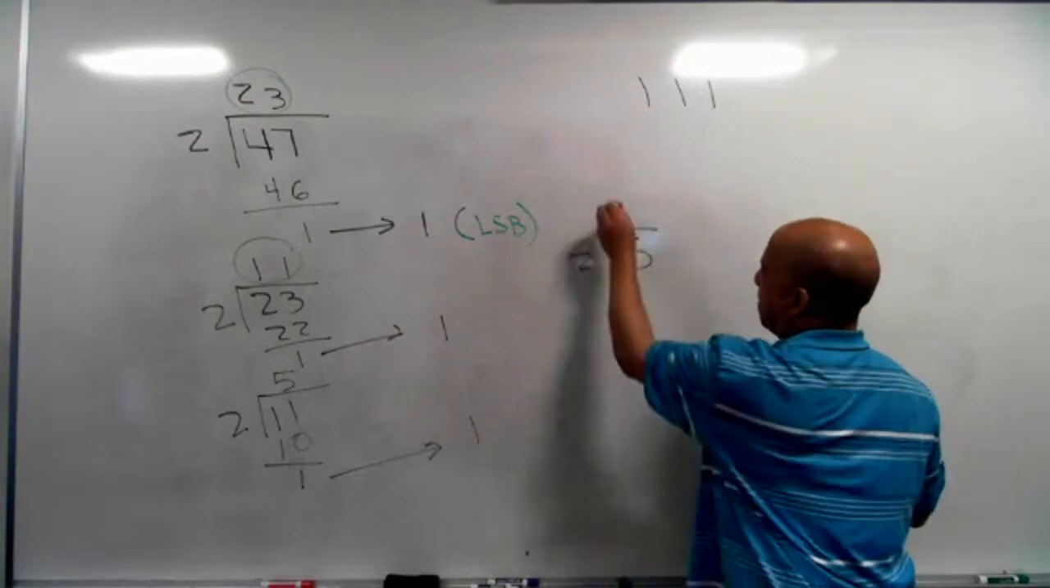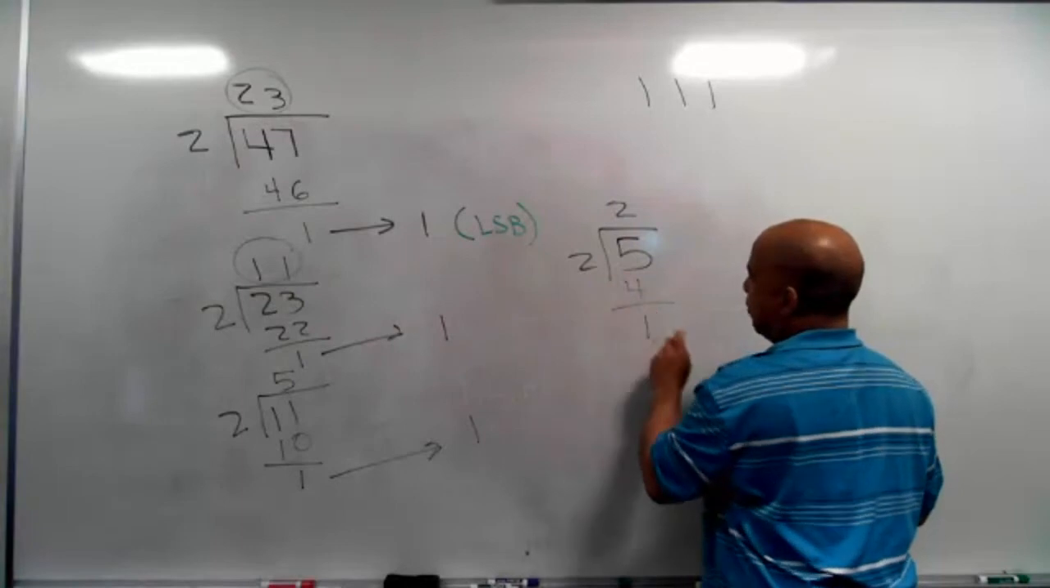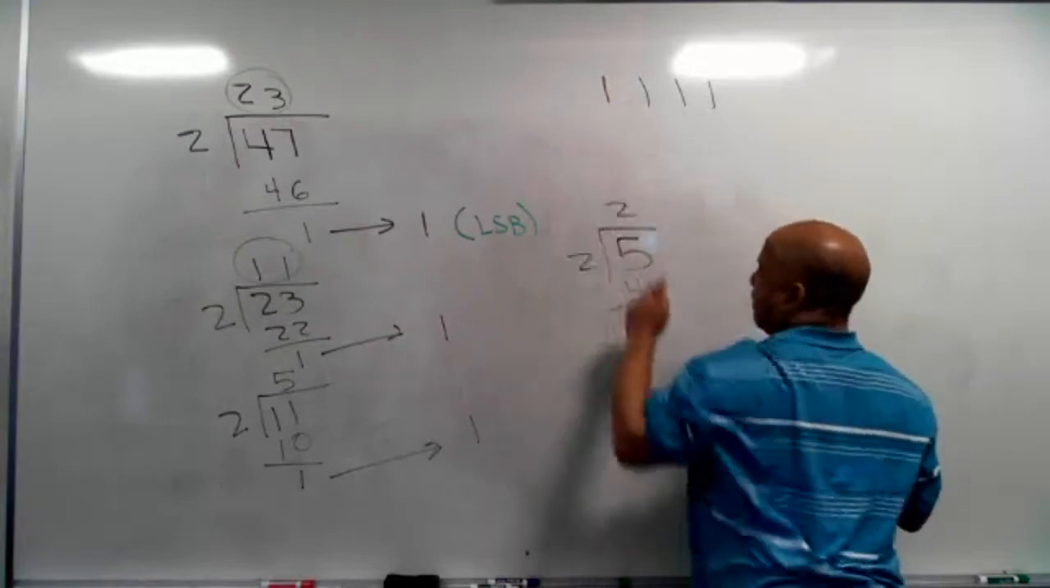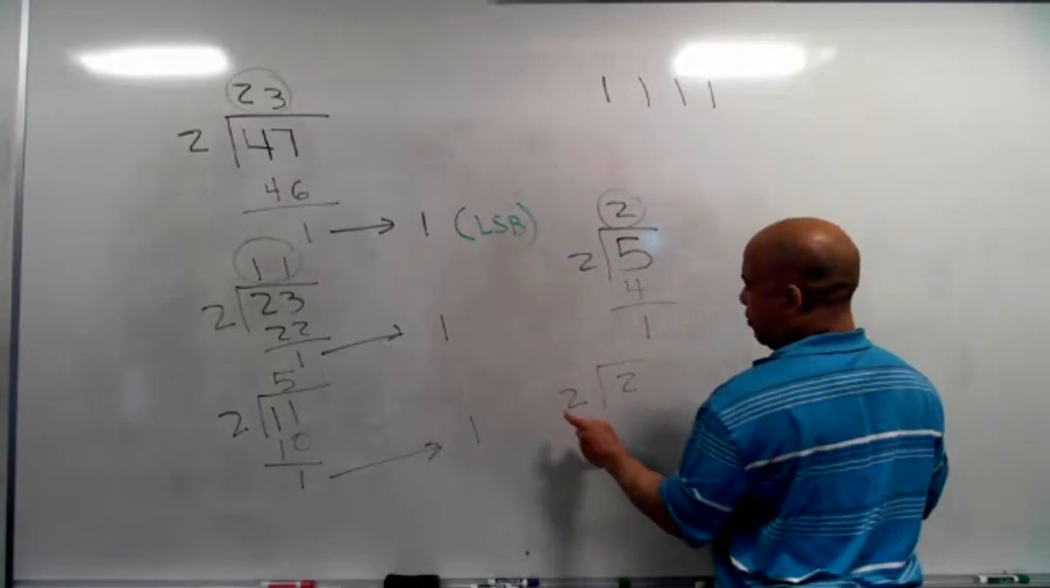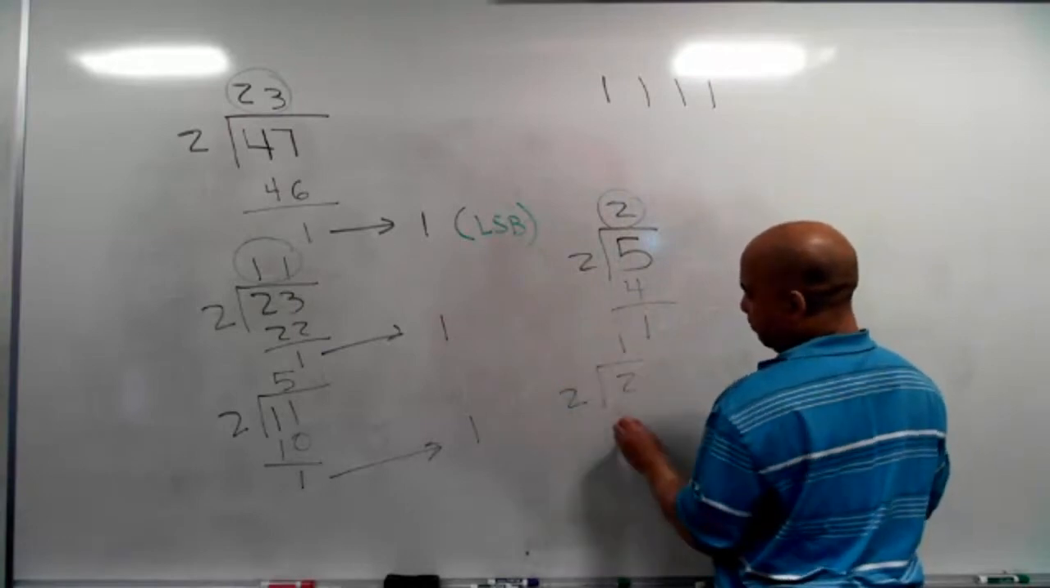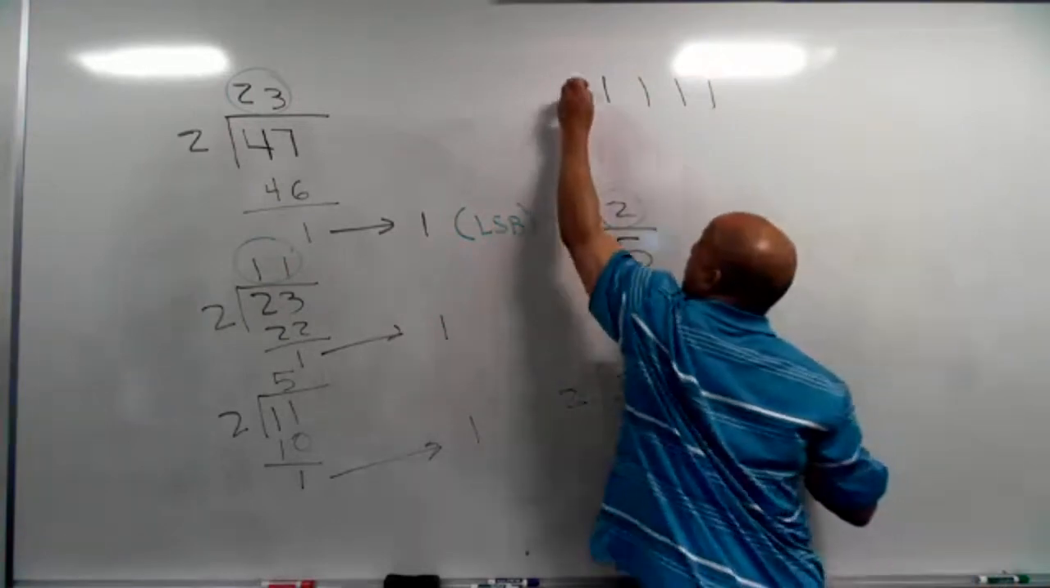Divide that by 2. That's a 2. 2 by 2 is 4. That gives me a 1. So I got a 1. I'm going to take this one. Divide by 2. 2 goes into 2 one time. Gives me a 2. So my next bit is a 0.